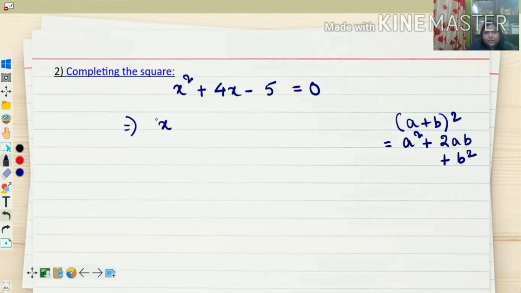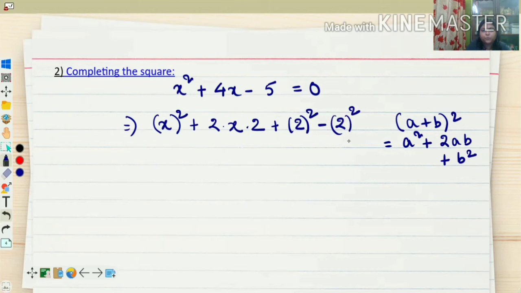This x square, we can write it in this way, plus, now we need 2ab. So 2, what is a? A is simply x. Now for making it 4x, what do we need more? 2. This makes 4x. Okay. Now here what do we need? b square. What is our b? It is 2. So 2 square. We are adding this extra 2 square, so we need to subtract it also. So we are subtracting it also. And what we already had in the question was minus 5 equal to 0.